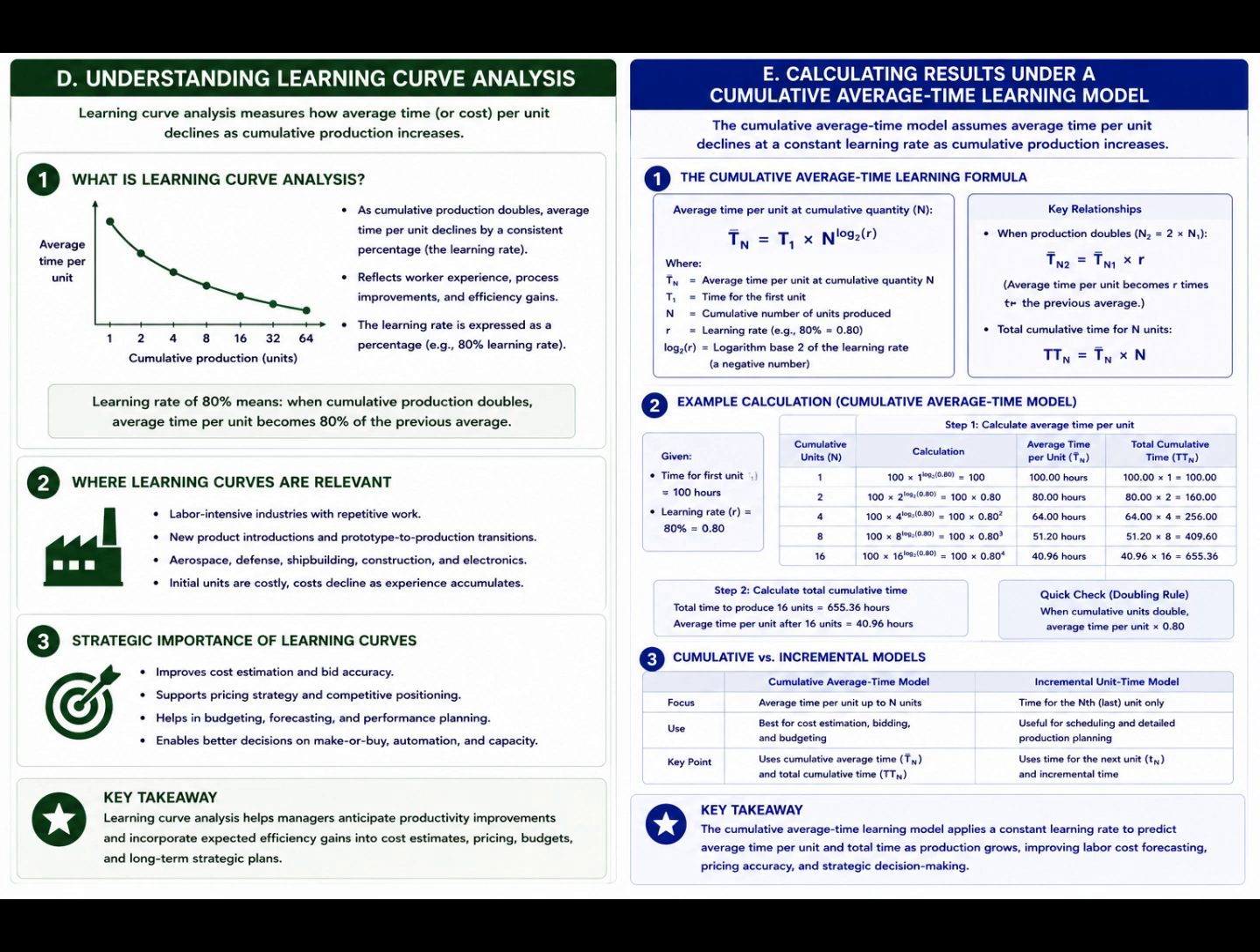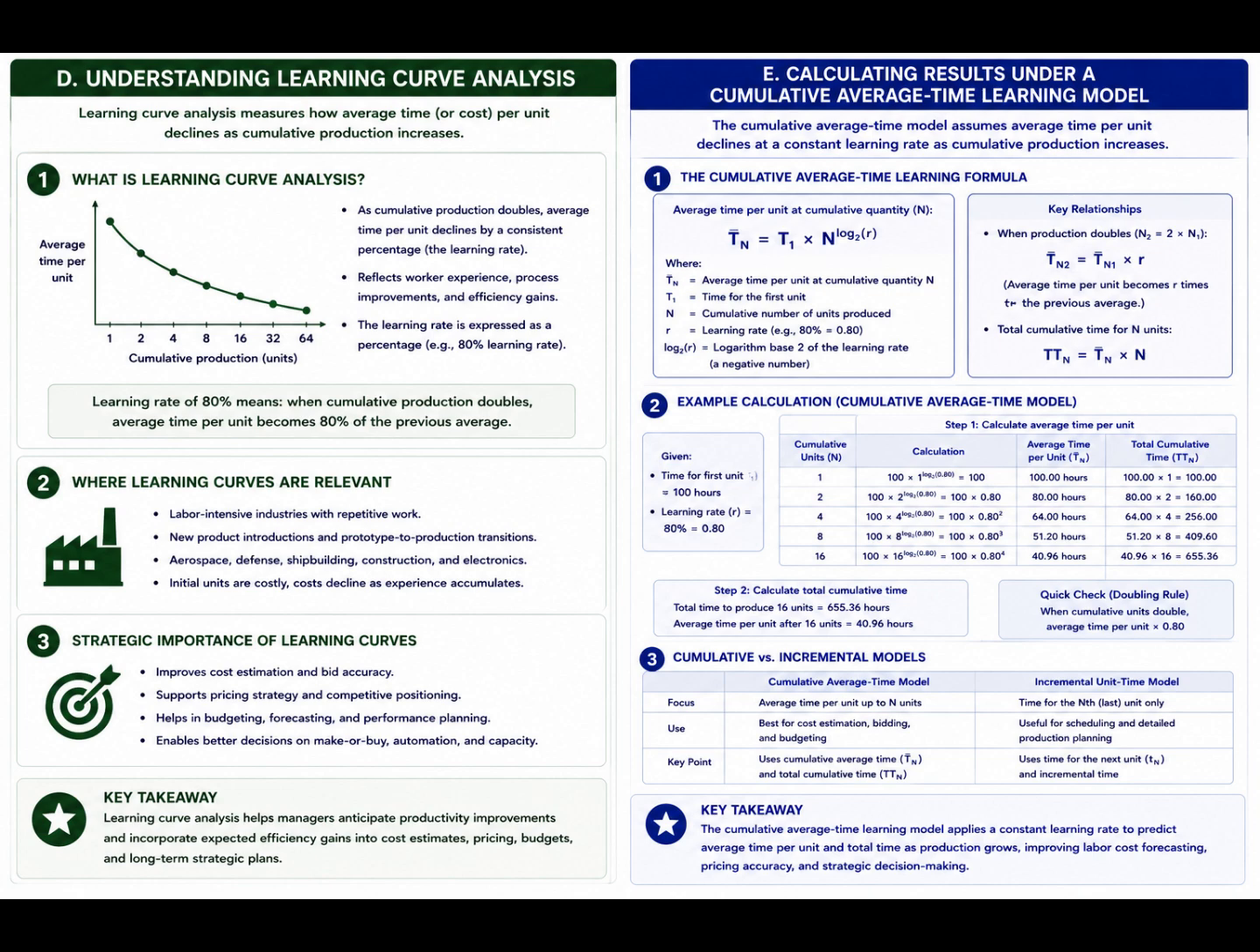Learning curves are relevant in labor-intensive industries. They are especially important in new product launches or aerospace and defense contracts where initial production costs are high. Understanding learning effects improves cost estimation and bidding accuracy. Learning influences strategic decisions. Anticipating cost reductions helps in pricing strategy, budgeting, and competitive positioning. Managers must incorporate expected efficiency gains into long-term planning models.